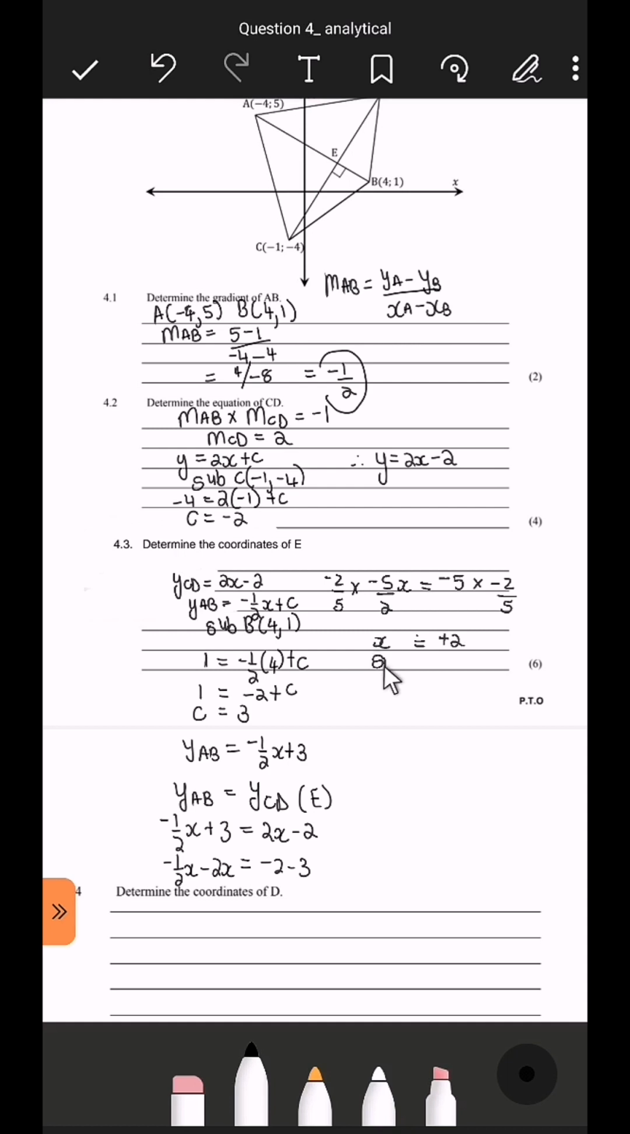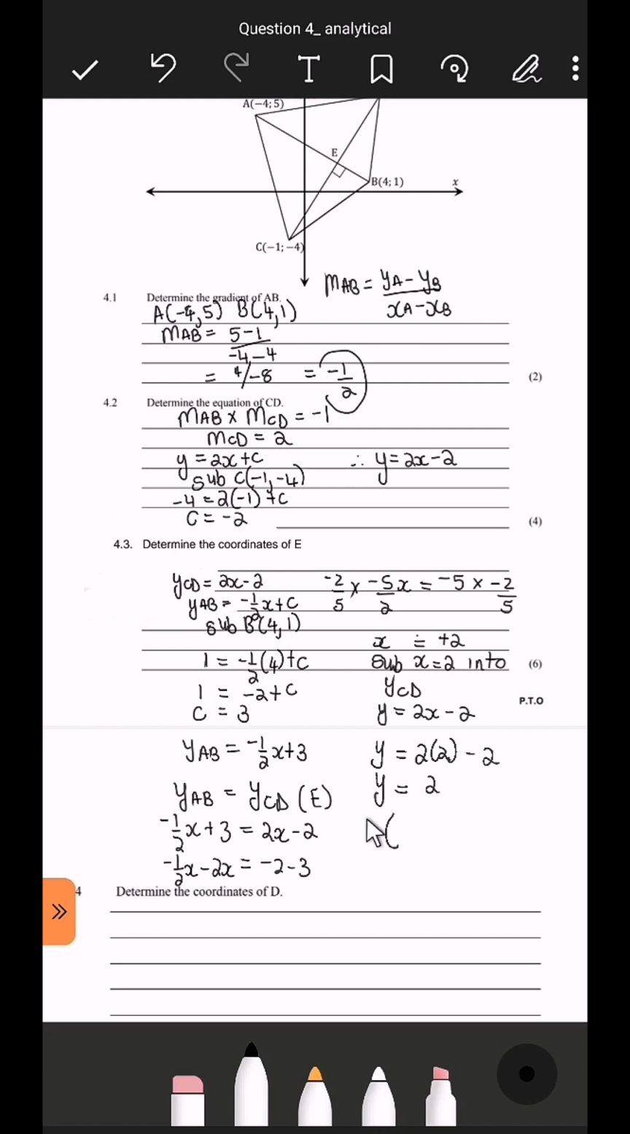Then we are going to substitute x equals 2 into one of the equations, either CD or AB. In my case, I'm going to substitute it into equation CD. Then we're going to have y equals 2x minus 2. Then we substitute in x equals 2, apologies. So we're going to have y equals 2 times 2 minus 2. That means your y is going to be 2.